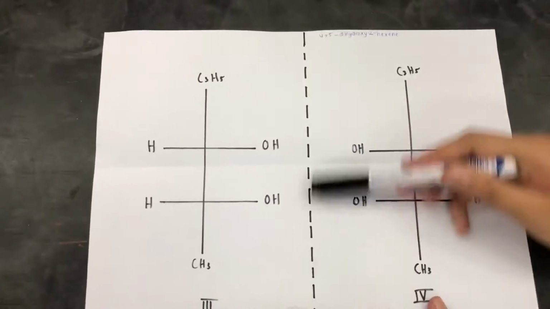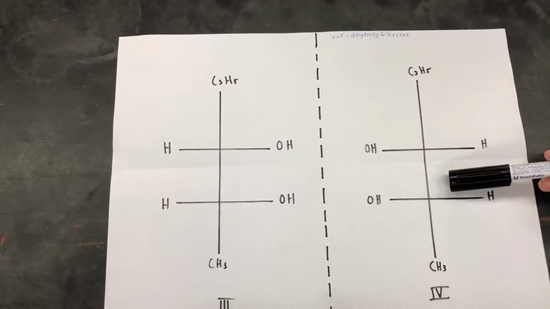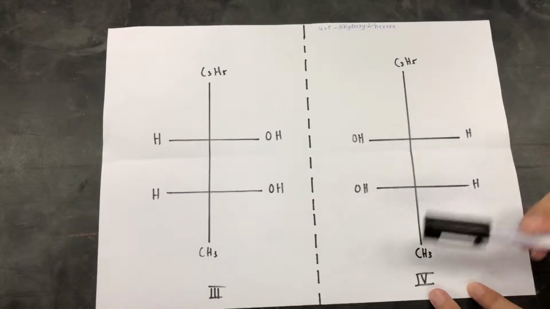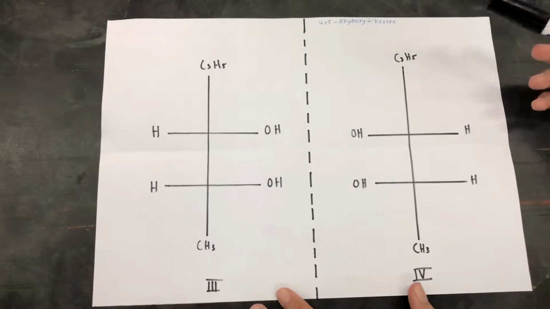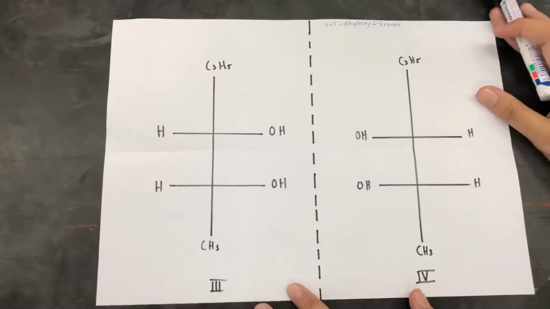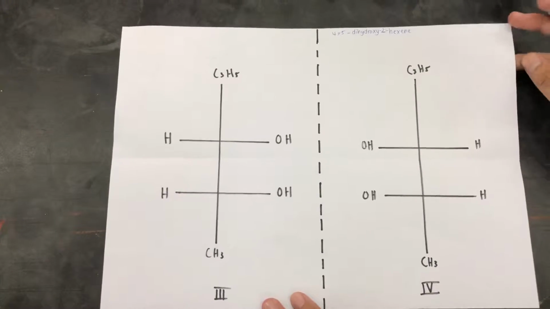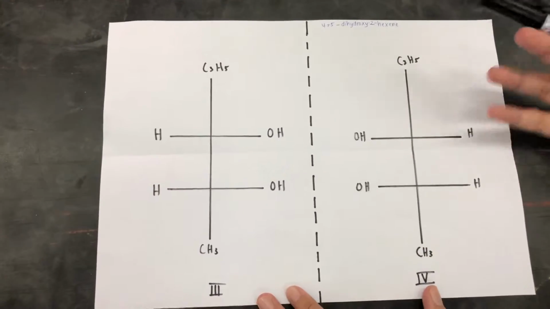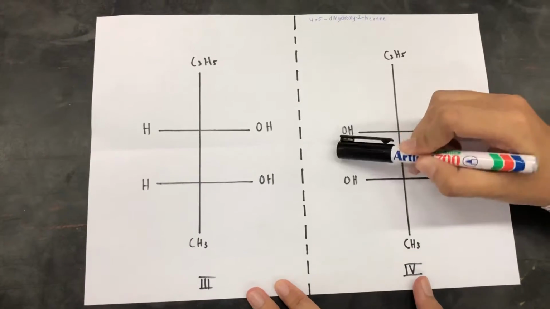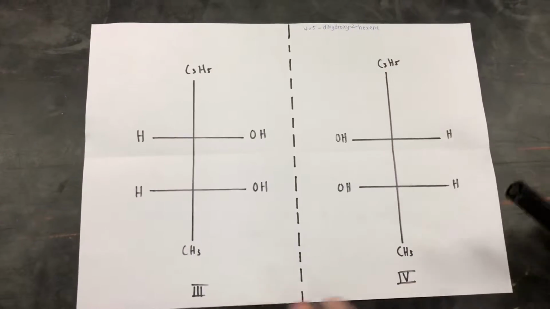So this is the mirror image for the third isomer. It is also known as a chiral molecule because it cannot be superimposed. As you can see, there's no line of symmetry in this molecule.